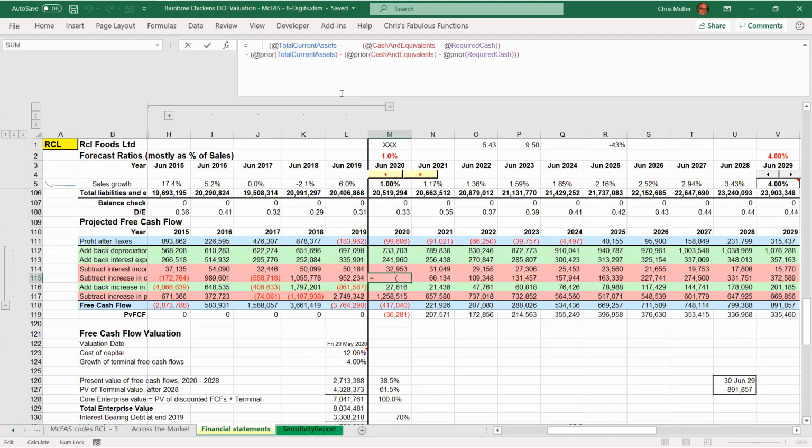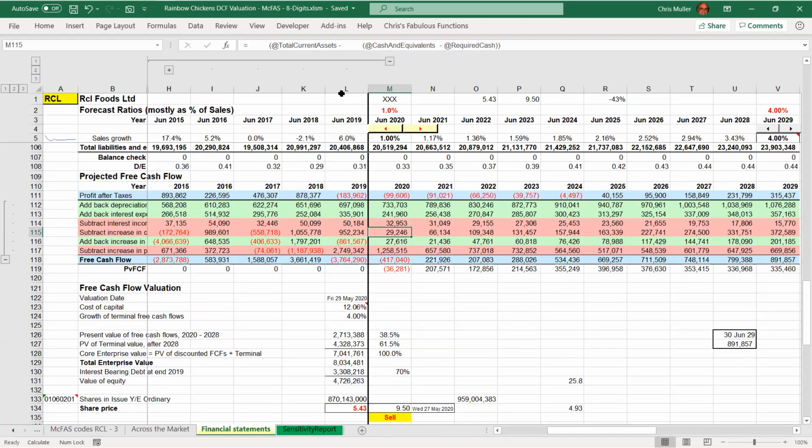But we want to make some slight adjustments here. Not just any old assets. We want to subtract out any spare cash. Cash and equivalents minus required cash will be left as spare cash. So this is total current assets minus spare cash, less in the prior years the total current assets minus the spare cash. So there are a couple of brackets and things that you're going to have to get used to here. Right, Shift Control U.